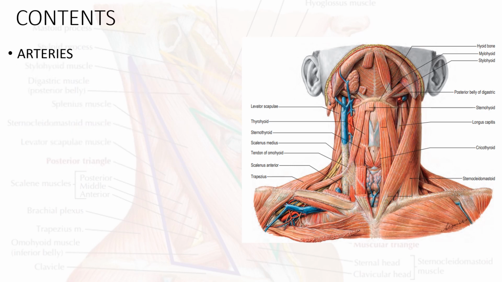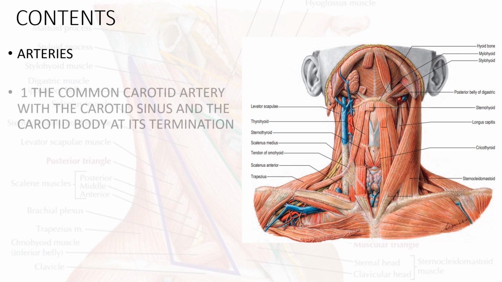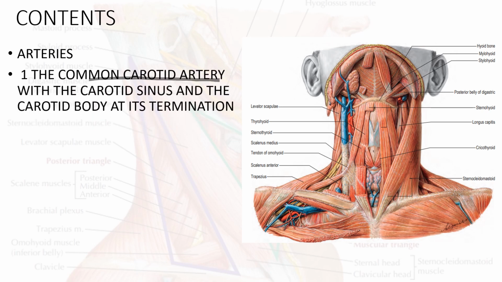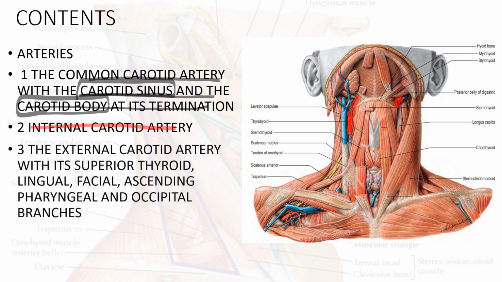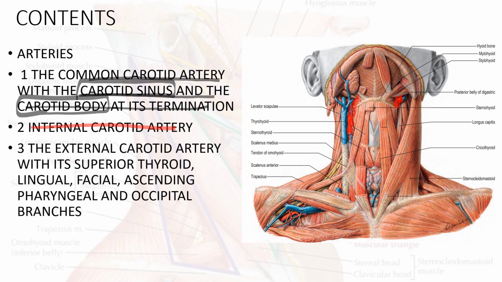Content नाम से ही बच्चों आधा तो क्लियर है. It will have the carotid artery, common carotid artery, carotid sinus, carotid body. So carotid sinus and carotid body are present in this triangle. Here you can appreciate this structure. This is artery, carotid artery. Then we have the internal carotid artery, also content of this. External carotid artery with its branches.